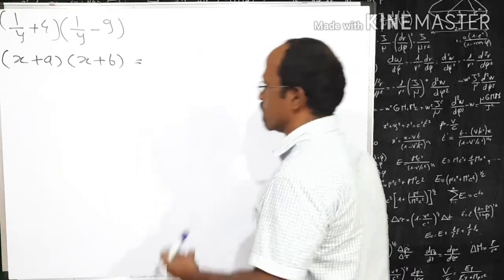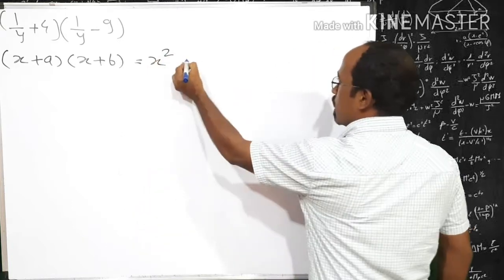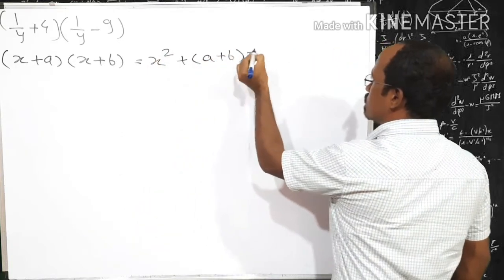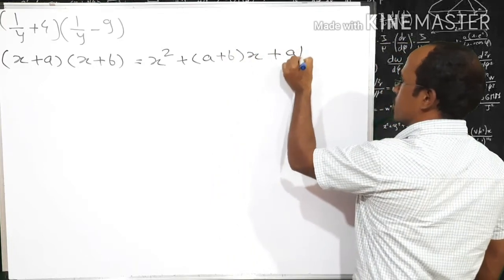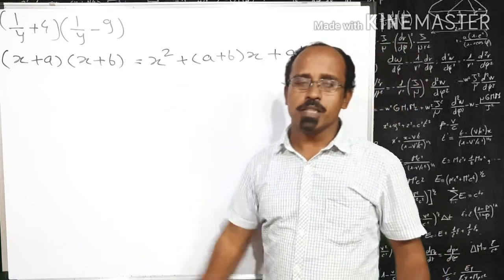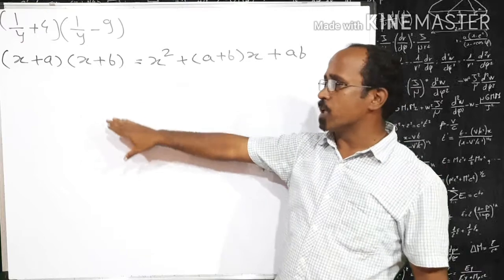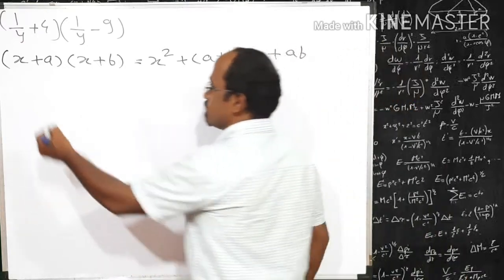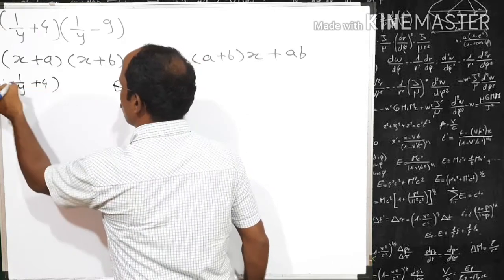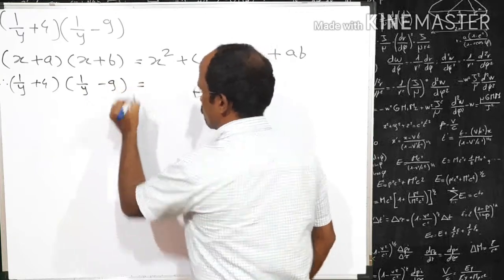So let's write the formula. The formula is (x plus a) into (x plus b) is equal to x square plus (a plus b) multiplied by x plus a multiplied by b. This is the formula: x square plus (a plus b) into x plus ab. Okay, so if (x plus a) into (x plus b) is equal to this, then (1 upon y plus 4) into (1 upon y minus 9) is equal to what?